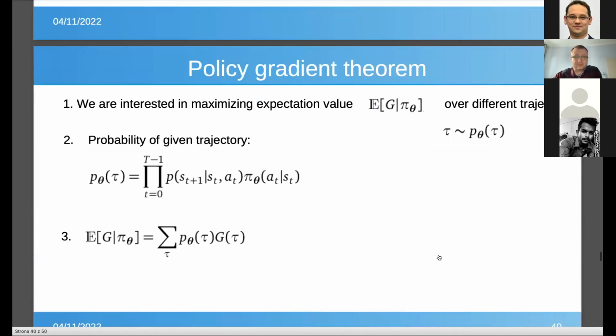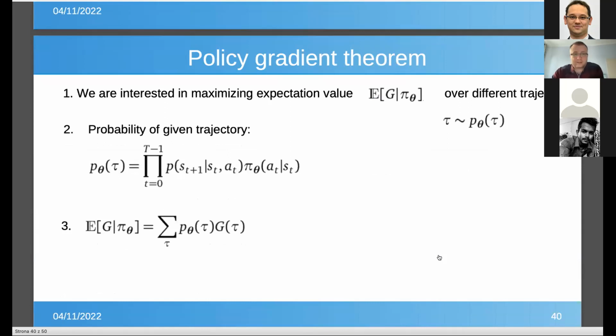So we are interested in maximizing the expectation value of total reward or total return. So we have a given probability of trajectory tau, depending on the trainable parameters theta, through the policy pi times the dynamics of the environment. And the expectation value is, of course, the weighted sum of G of tau times p theta of tau.